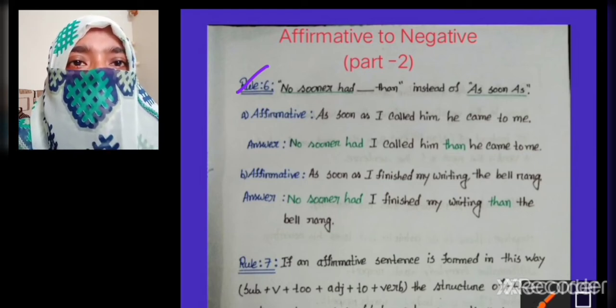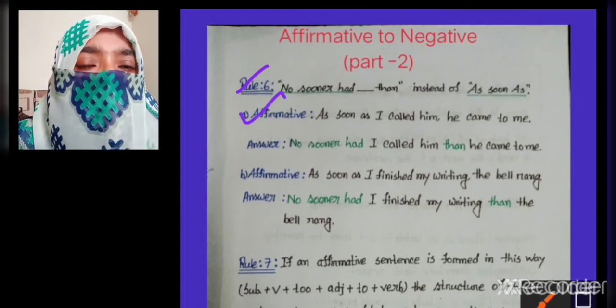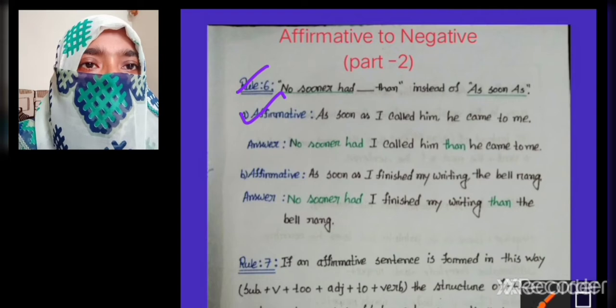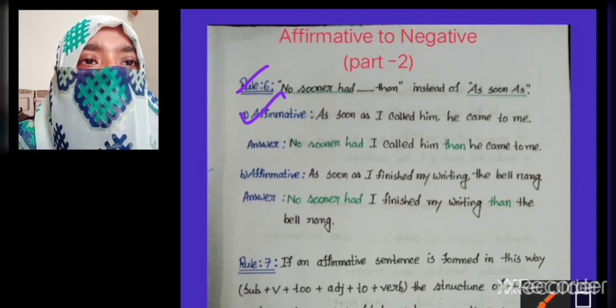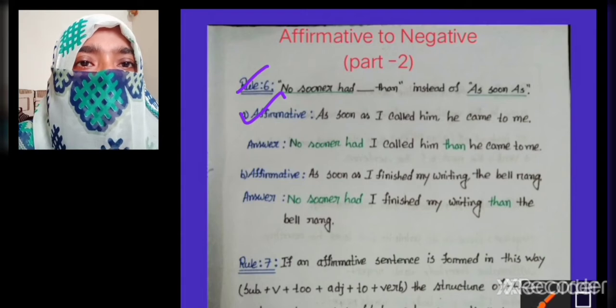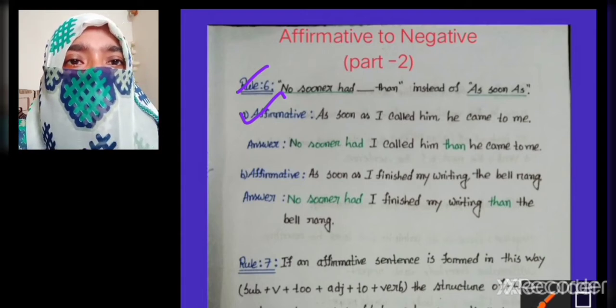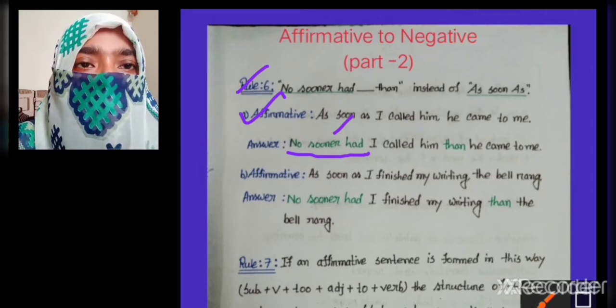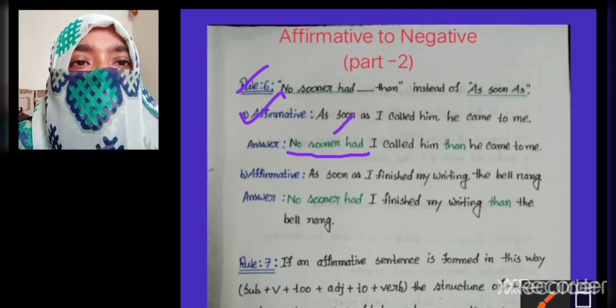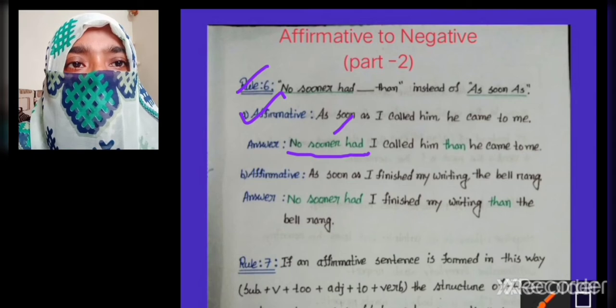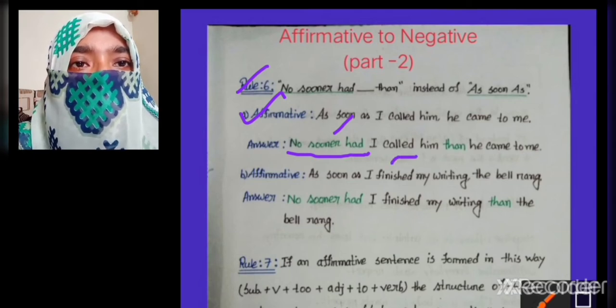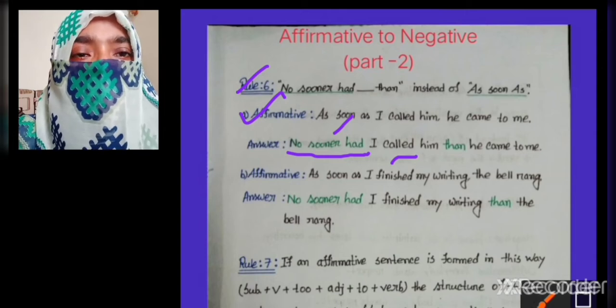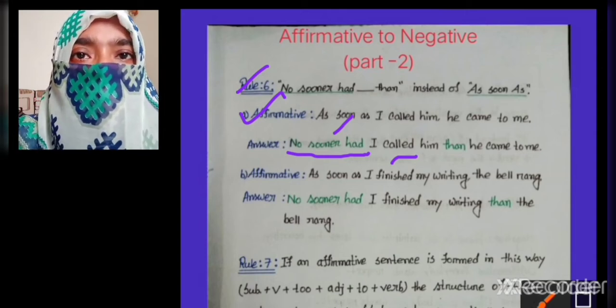Let's see the example. The first example, the affirmative sentence is, "As soon as I called him, he came to me." In the negative sentence, we have used here "no sooner had" instead of "as soon as". See the structure of the sentence. As we have used here "had", the verb is in the third form. You will have to remember that as we have used here "had", we have to use the verb in the third form.